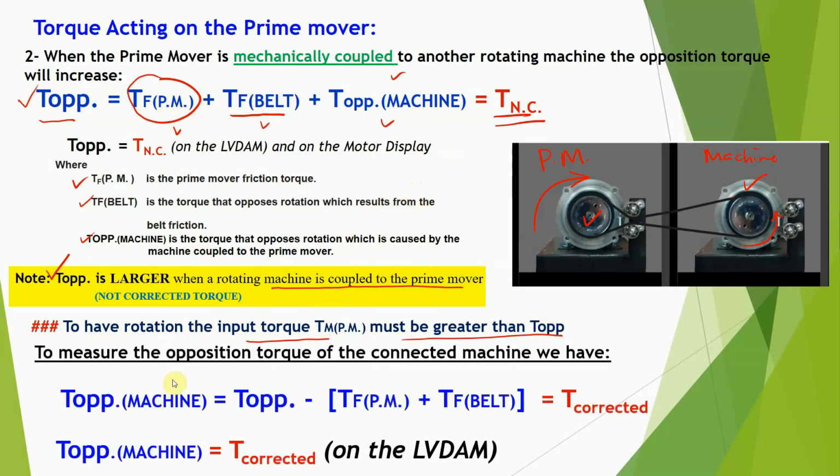Okay, now we need to know the torque opposition of the machine itself. This is the machine. This is the machine under test. This is the equipment that we are testing. We are testing the torque of this machine.